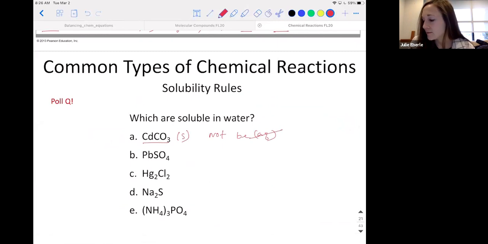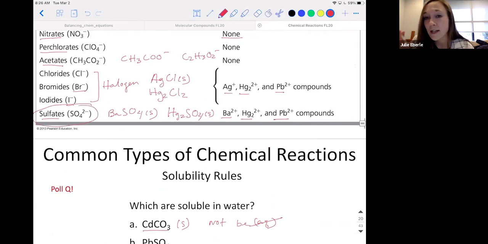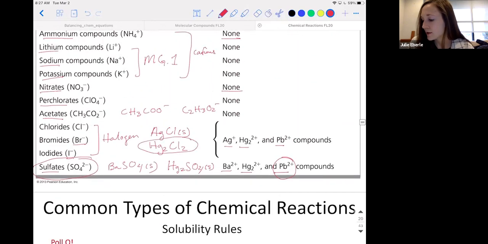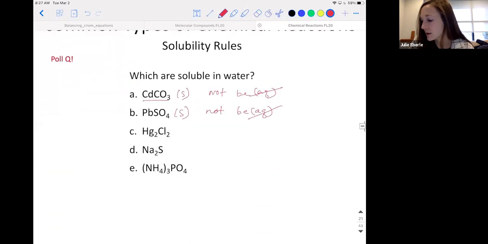All right, lead sulfate. Sulfate is generally soluble if it's present in a compound unless it is combined with lead. So lead sulfate will also form a precipitate. When lead is the cation, it makes that compound insoluble, so it will also not be aqueous. All right, what about mercury 2 chloride? We actually wrote that one here as an example, right? Anytime chloride is present in a compound, it's usually soluble unless mercury is the exception. So that one is also going to be a precipitate.